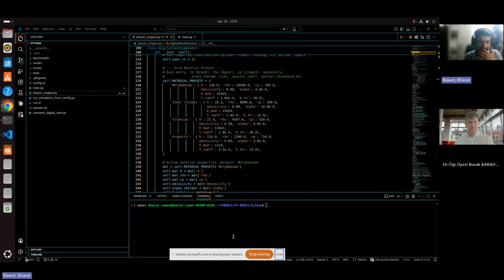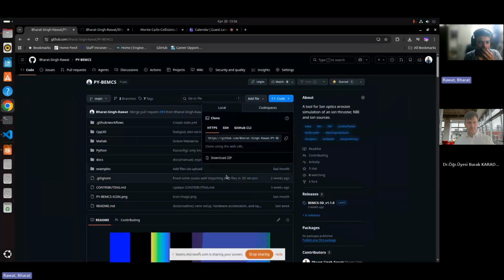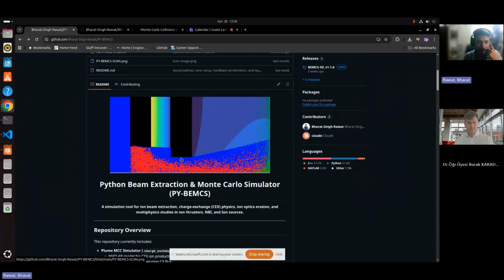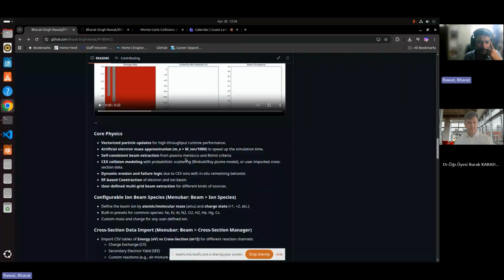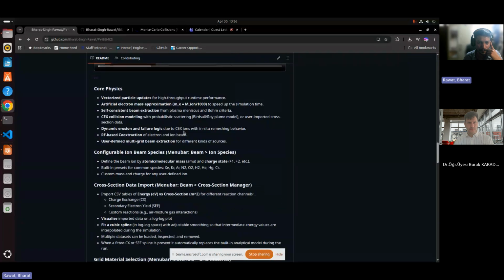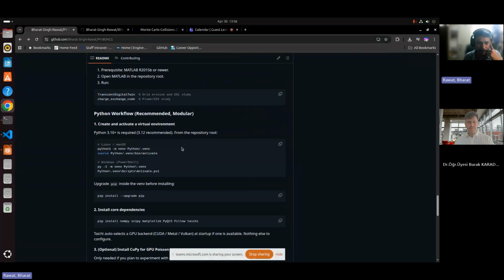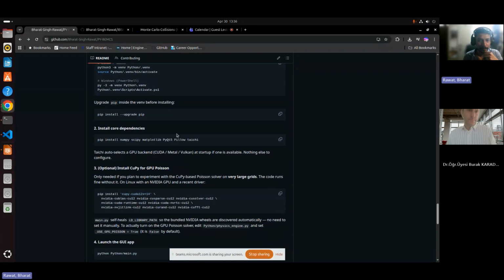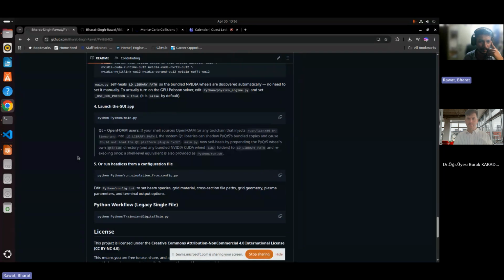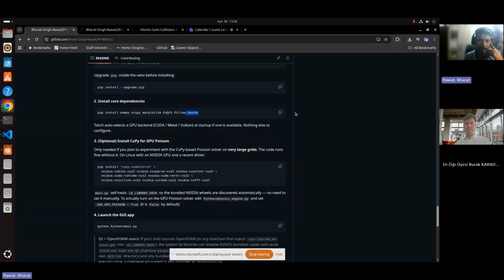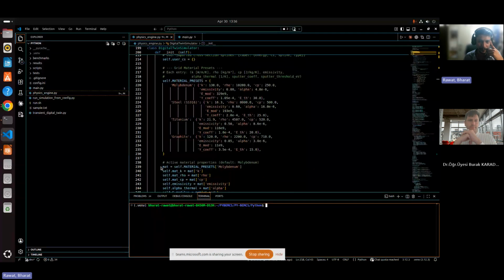It runs both on Windows and Linux, but I prefer Linux over Windows. There are some dependencies that you might need to install, which I've listed in this README file. If you go down, you can create a virtual environment, which I always prefer. These are all the core dependencies which you need: you need SciPy, you need Matplotlib, you need Qt5 for the window, and you need Taichi for some GPU acceleration. So just do a pip install, and it would install all these.